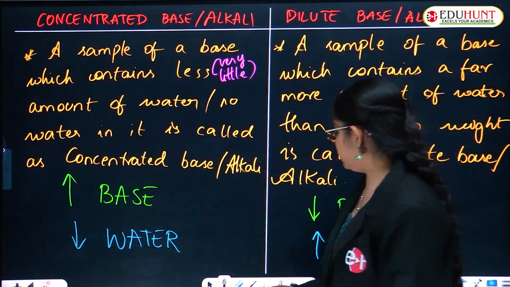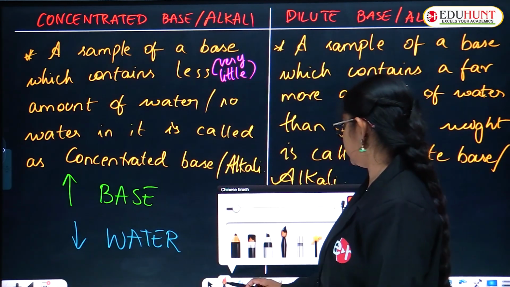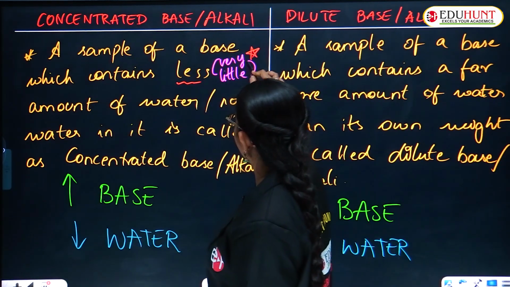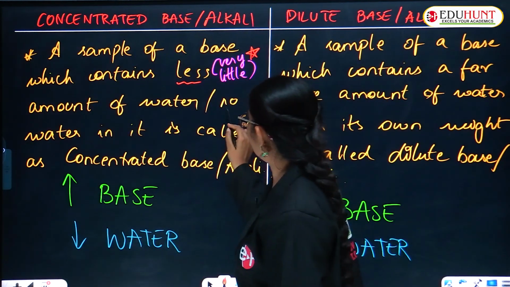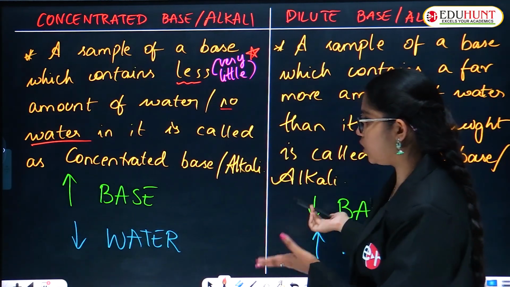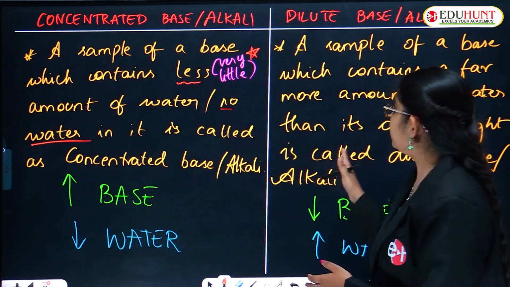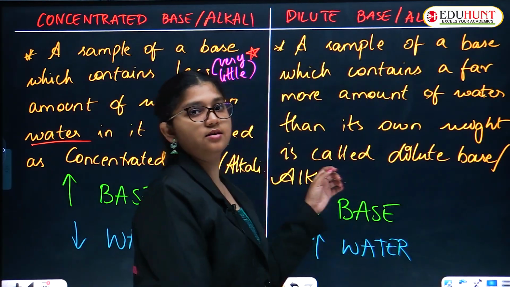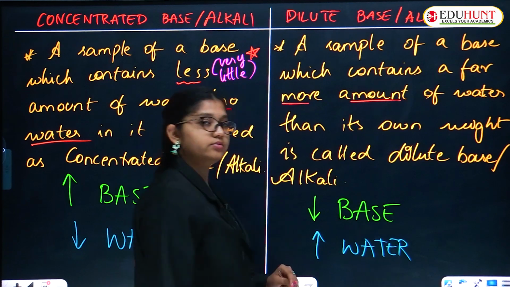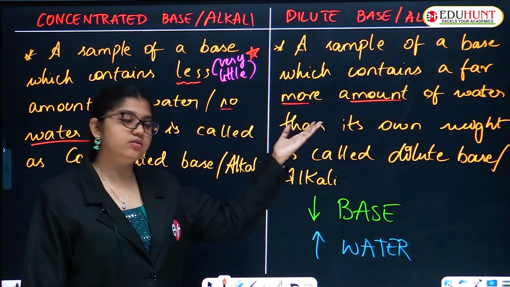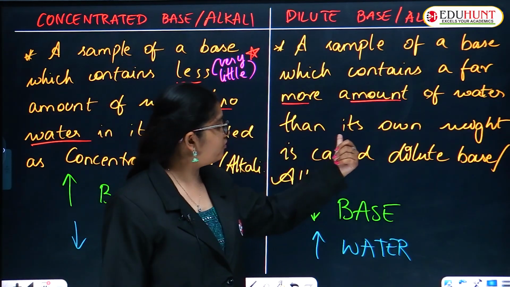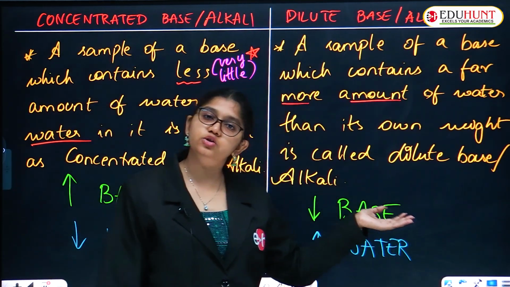Okay, here the definition of a concentrated base goes like this: a sample which contains very little amount of water, or simply no water in it, which means it is a pure base, is called a concentrated base or concentrated alkali. Here, a sample of a base which contains far more amount of water than the weight of its own base is called its dilute alkali.